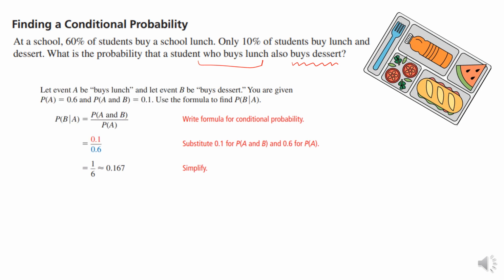So this is showing you how to do that. So this is the probability. The numerator is they buy lunch and dessert, and the denominator is they buy lunch. And this was given in the information. 60% of our students buy lunch. This is the percentage that also buy dessert. So we can calculate the probability right here.